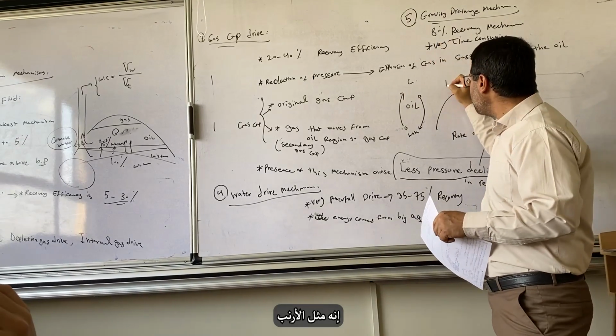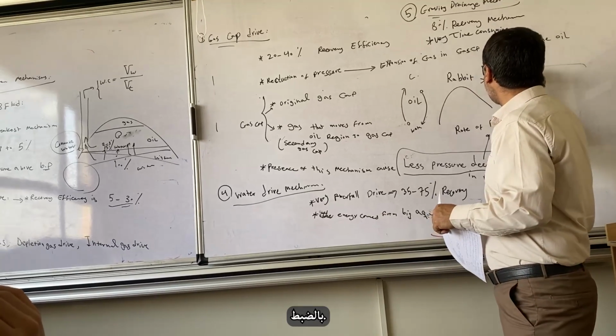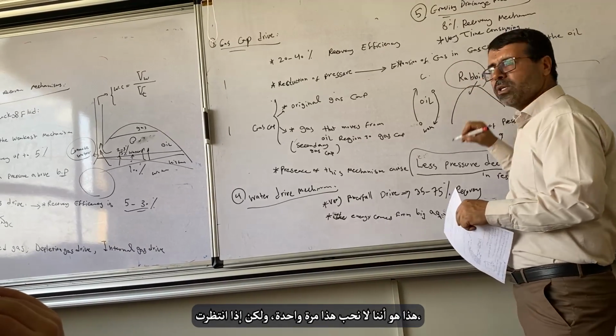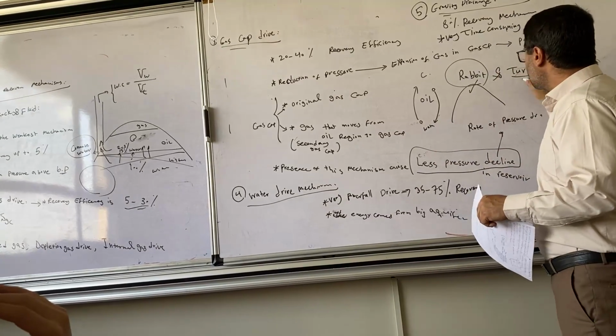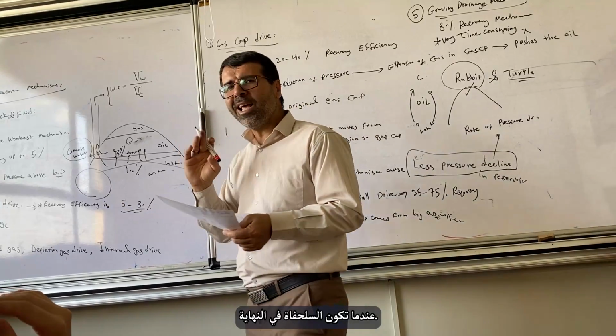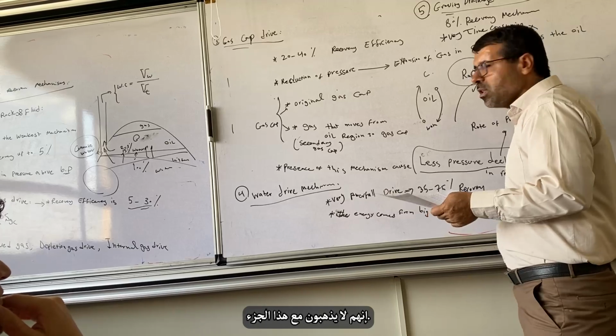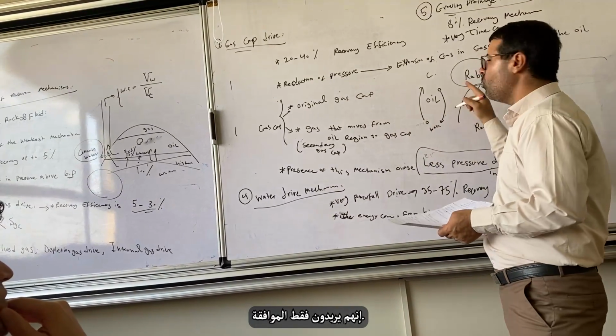It's like the rabbit and the turtle. Exactly. This is very, very slow, but at the end, the turtle is going to win. But in most reservoirs, they don't go with this path. They just go with the rabbit part.